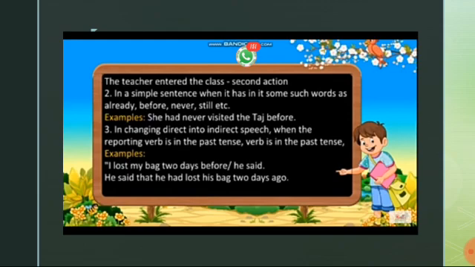When we have words like already, before, never, still, then also we will use past perfect tense. And whenever we are changing a sentence from direct speech to indirect speech, and the reporting verb is in past tense and the verb is in past tense, then we will use past perfect tense. This you will learn in the later chapters. Like see, I lost my bag 2 days before, he said. He said that he had lost his bag 2 days ago.